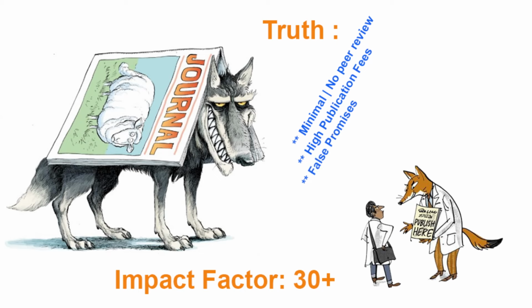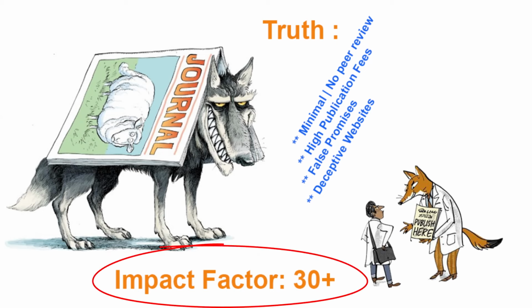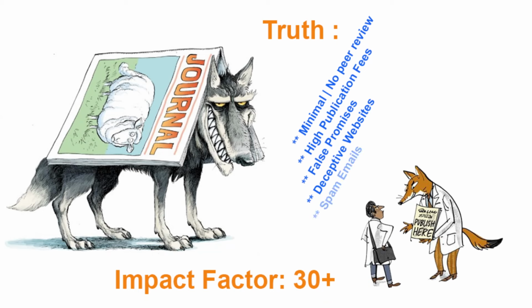Number 3, false promises. Scammers make enticing promises to authors, such as rapid publication, guaranteed acceptance, and the opportunity to boost one's academic career. They prey on researchers' desires to get published quickly and gain recognition. Number 4, deceptive websites. Predatory journals often create professional-looking websites with fake editorial boards, conference announcements, and journal metrics. These elements are designed to give the appearance of legitimacy.